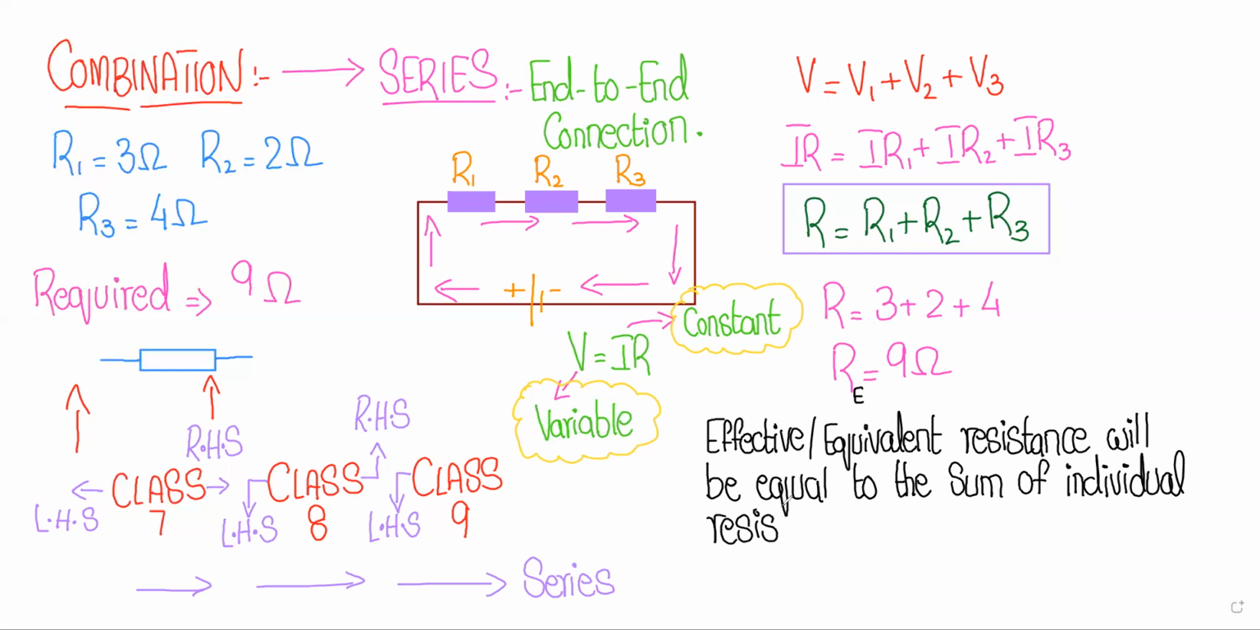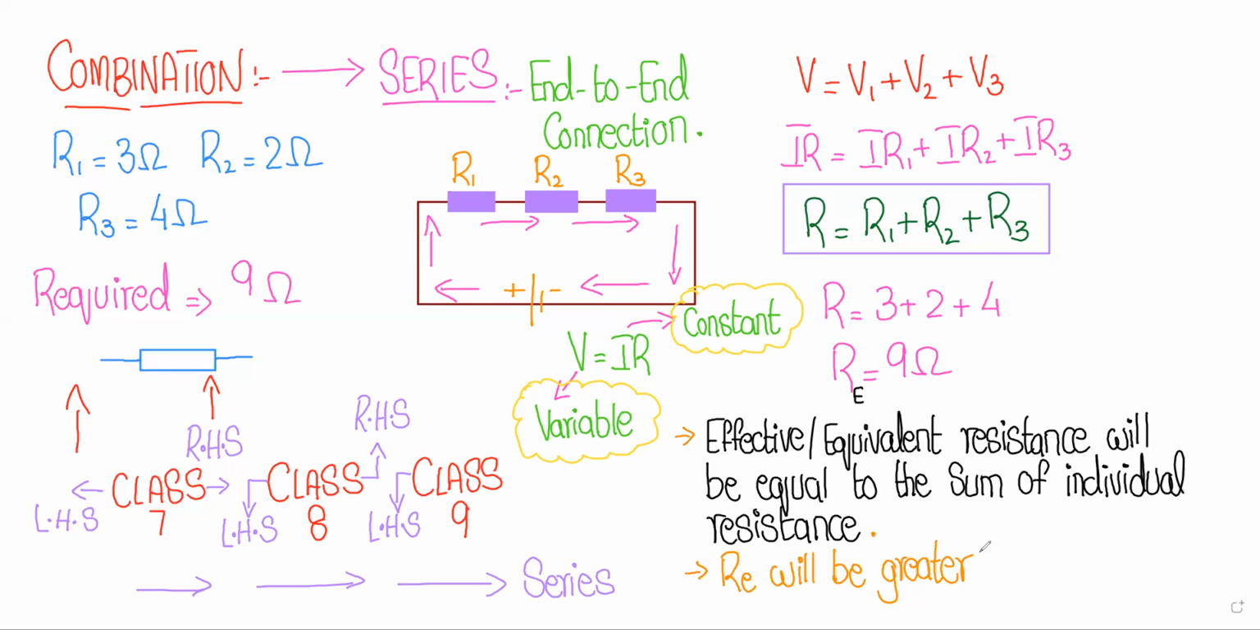There is also a very important factor that our effective or final resistance will be greater than the individual one, right? So we can also write it as the sum of individual resistance, or we can say that the effective resistance, or simply Re in short, will be greater than the individual resistance. We can also write capital R for this.